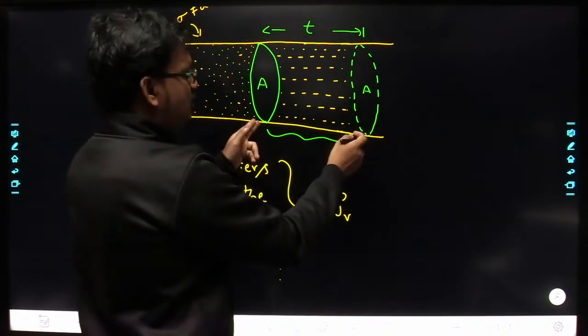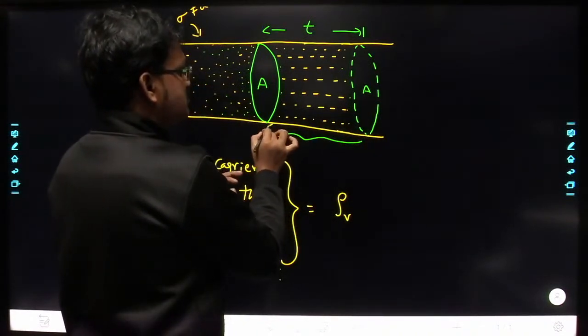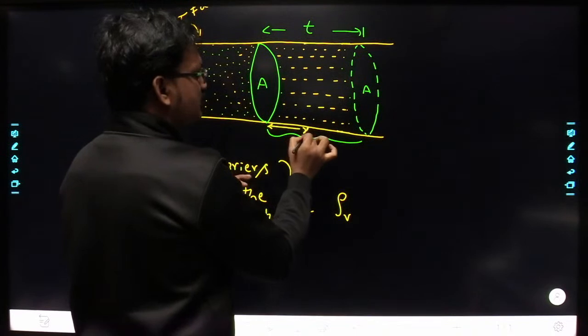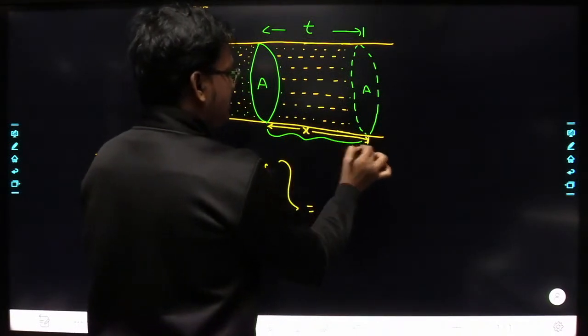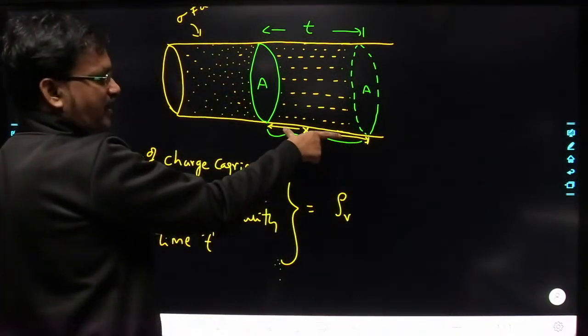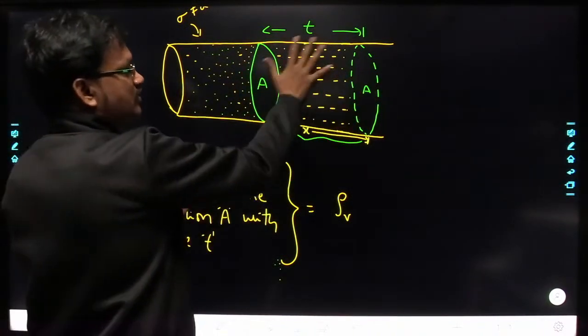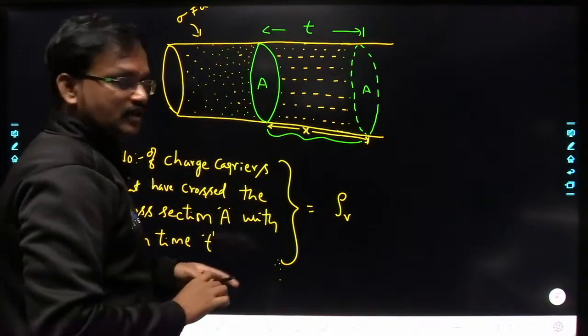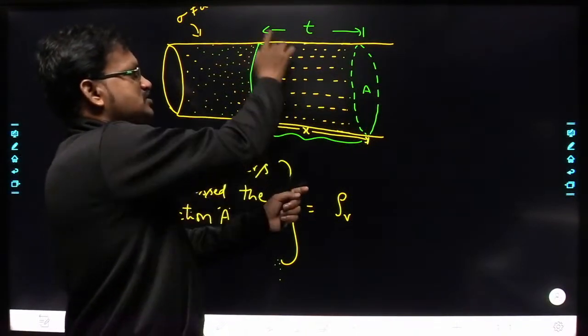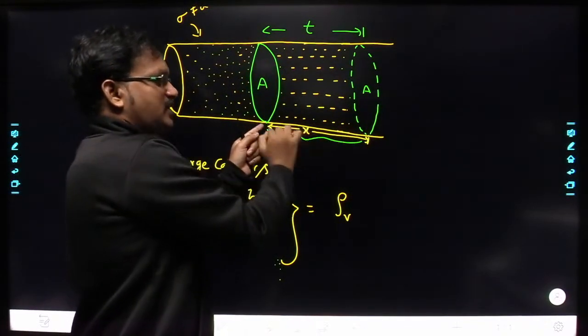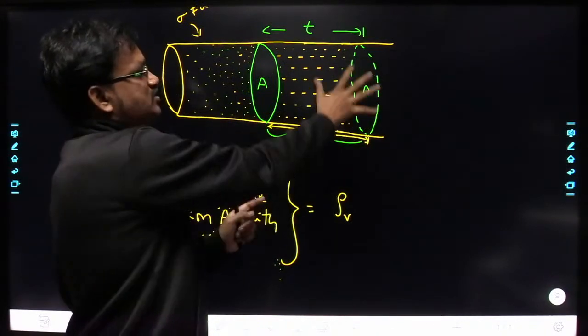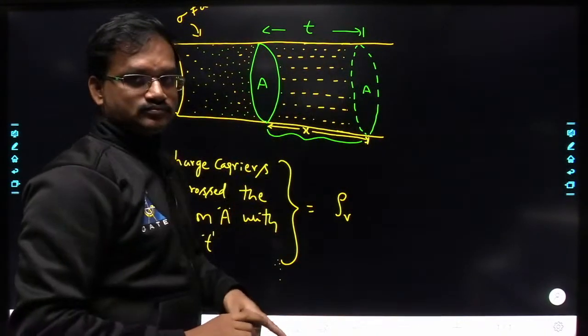So what is the volume of this region here? Let us say the distance from here to here is x, and this is the area. Understood? So what is the volume of this region now? Tell me. This is the area of cross section, and this is x, right? Now what is the volume of this region?